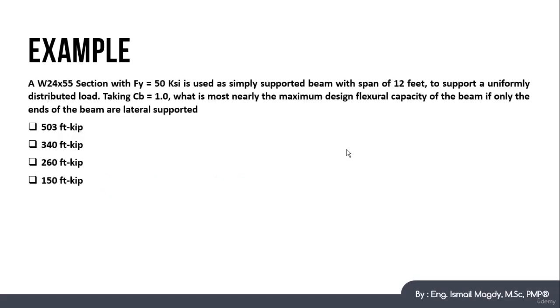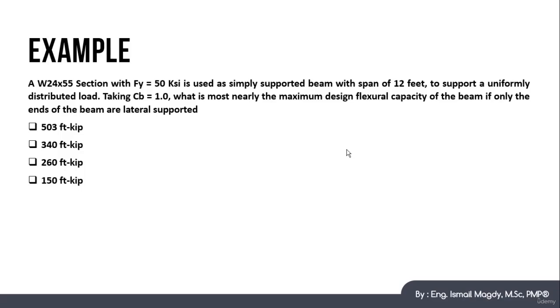Here we have a W24x55 section with F yield of 50 ksi, used as a simply supported beam with a span of 12 feet to support a uniformly distributed load. Taking Cb equals 1, what is most nearly the maximum design flexure capacity of this beam if only the ends of the beam are laterally supported? So now we know the section number, and we know the unbraced length of this section, which is 12 feet.